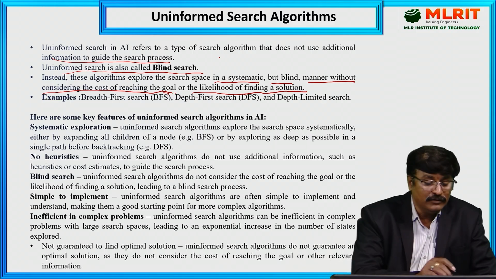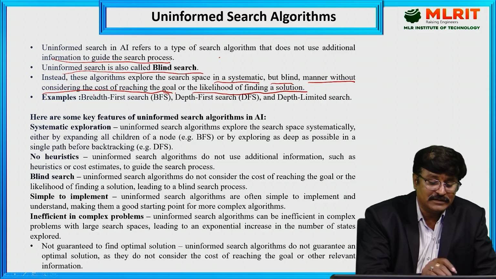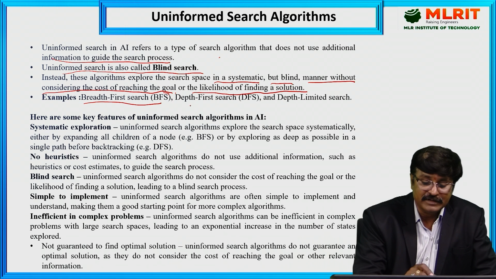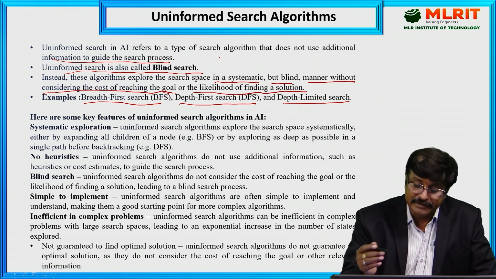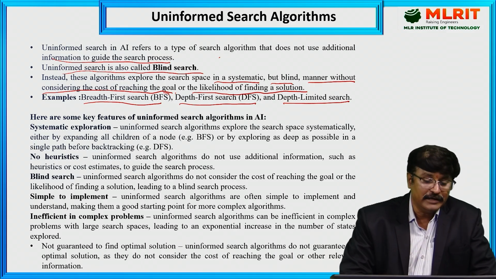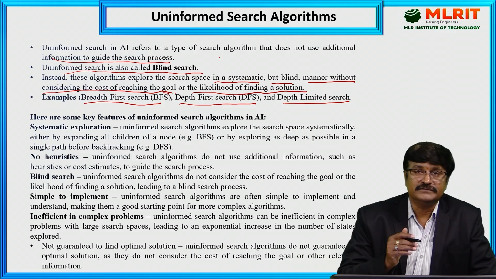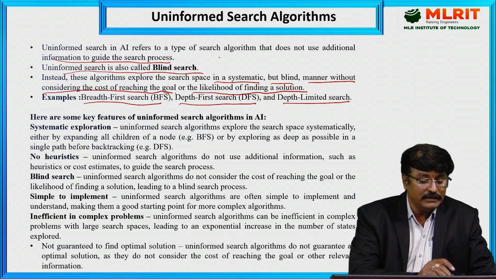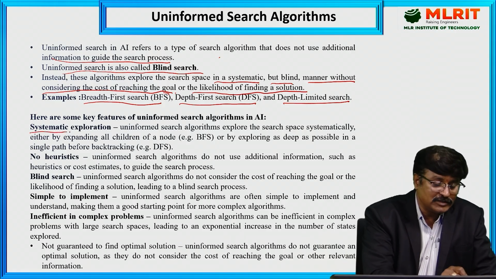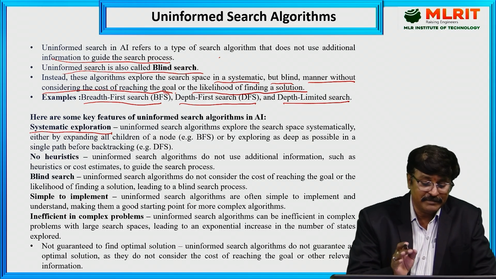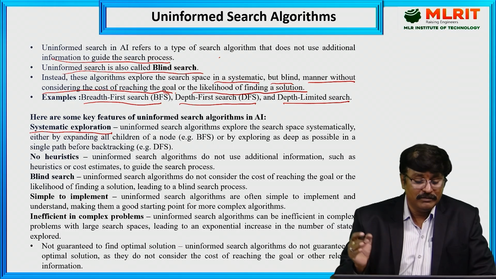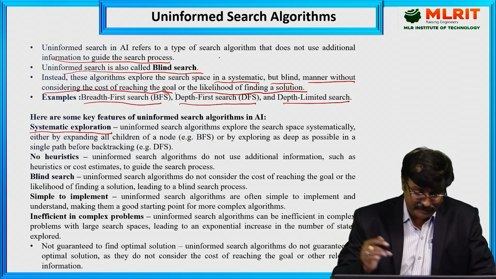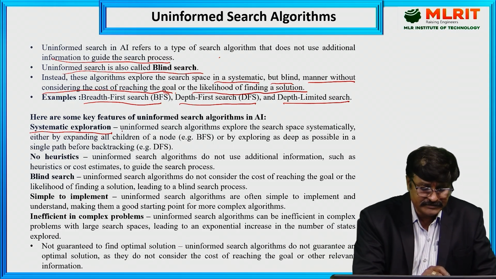Examples of uninformed search algorithms are breadth first search algorithm, depth first search algorithm, depth limited search algorithm, and iterative deepening depth first search algorithm. These are a few examples. So what are the key features of uninformed search algorithms? There is systematic exploration, because it doesn't have any information. We start from the initial state, and from that we find a systematic way, evaluating and testing the nodes one by one.